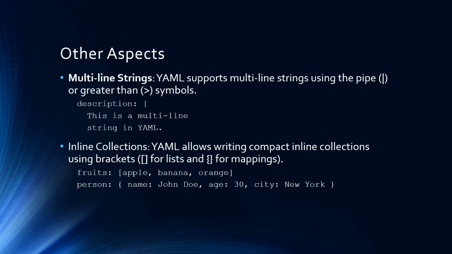The person example demonstrates an inline mapping using curly braces. This compact format is valuable when you want to keep related data together on a single line, making it easier to read and maintain certain types of configurations. Notice how the key value pairs are still separated by commas, providing a clear structure even in this condensed format.